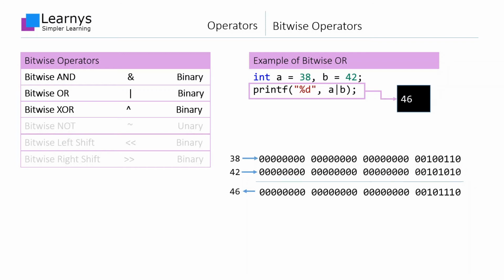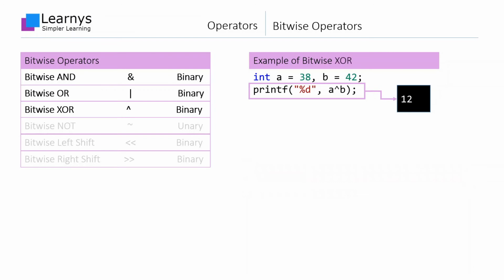The working of the bitwise XOR operator is very similar to the working of the bitwise AND and bitwise OR operator. Let us straight away jump to an example. This piece of code applies the bitwise XOR operator over 38 and 42. The output of the print statement will be 12.